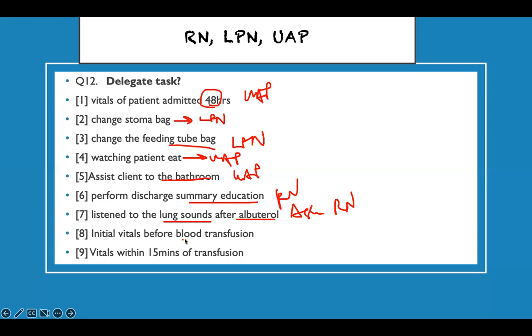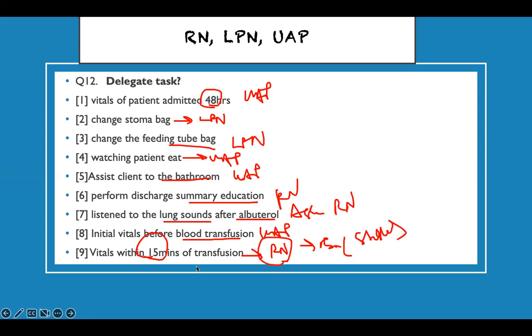Initial vitals before blood transfusion. Who usually does check vitals before anything? This is before the blood transfusion, so the UAP can do that. But after you start the transfusion, within the first 15 minutes, the RN has to do it. After 15 minutes, the RN can delegate to the UAP or LPN, whoever, if the patient is stable. If the patient is not stable, the RN will do that.